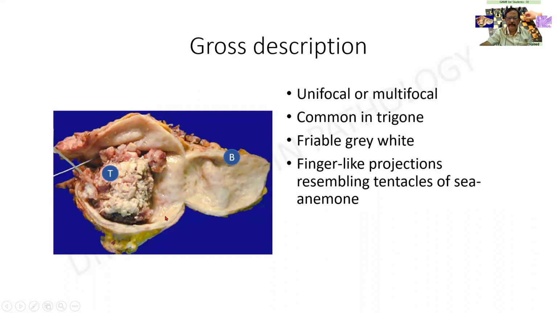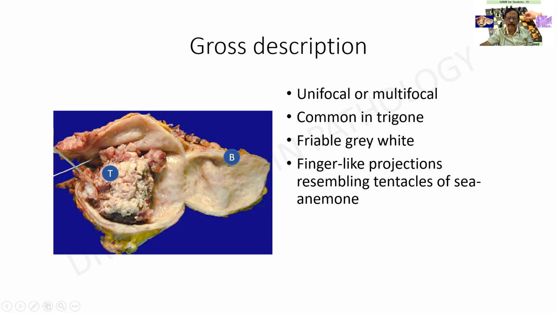It is a bladder. The urinary bladder is a bag-like structure. There are two bag-like structures for you. One is the stomach, the other is the urinary bladder. In this, I am finding a lesion that is occupying almost the entire space. It is a tumor, friable, grayish white, with areas of hemorrhage and necrosis.